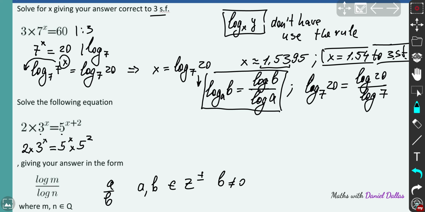And now 3 to the power of x over 5 to the power of x, so we divide basically by 5 to the power x, because we definitely know it can never be 0. So that's why we're eligible to do that.